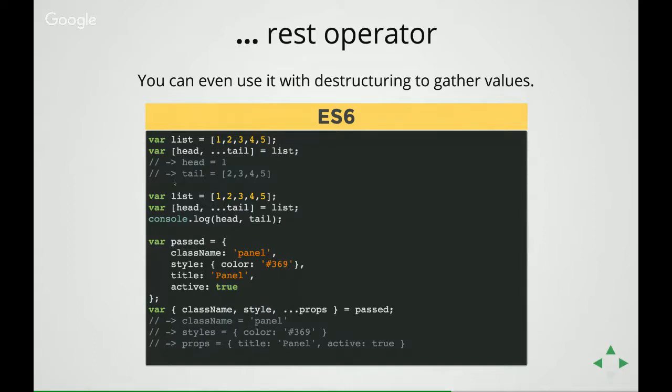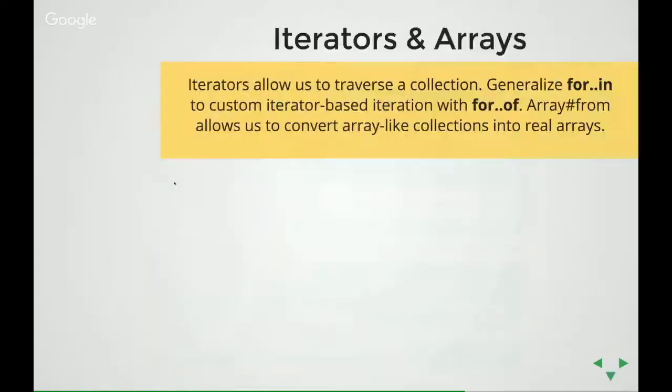Could do the same thing with assignment down here. This is very similar to the reducer example that we had, where we're actually just going to grab the first two properties we want out of that object and then shove all the other properties into a variable called props. So just grab the ones that we care about, leave the rest. Any questions on spread and rest? Okay.